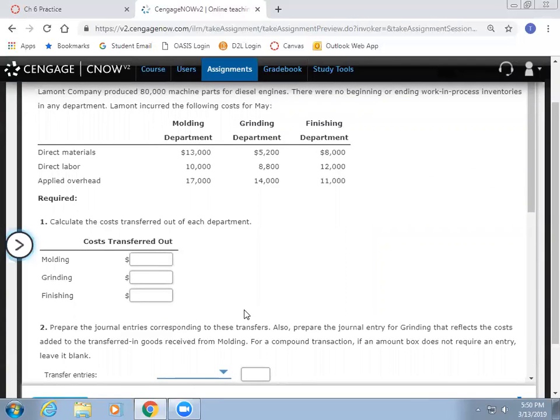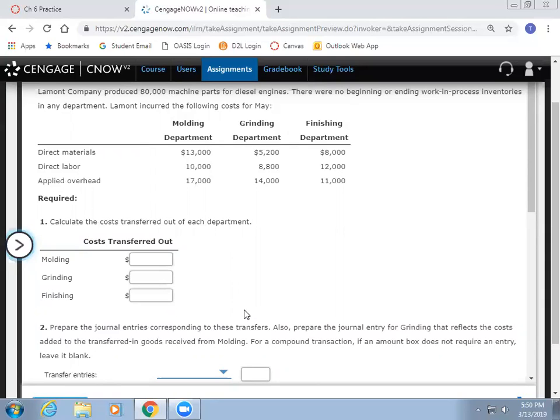So this one, we have Lamont Company produced 80,000 machine parts for diesel engines. There were no beginning or ending work in process, so it makes it simple. And they're showing us our costs for May. So we have materials, labor, and overhead for 3 different departments. Again, these are all work in process accounts.